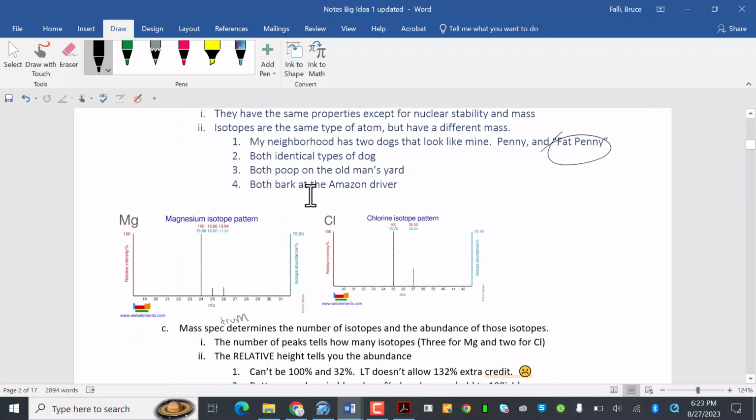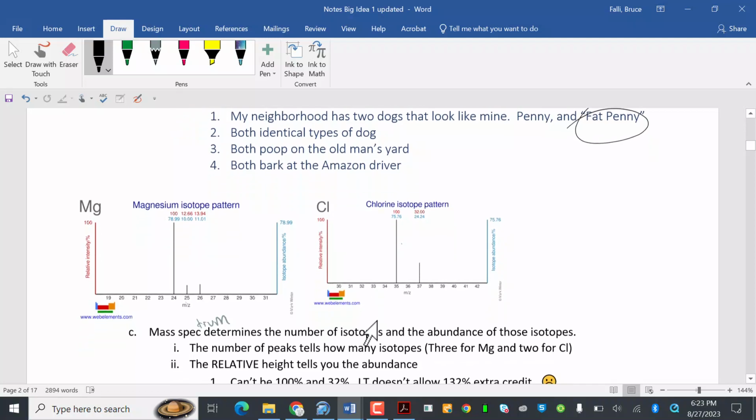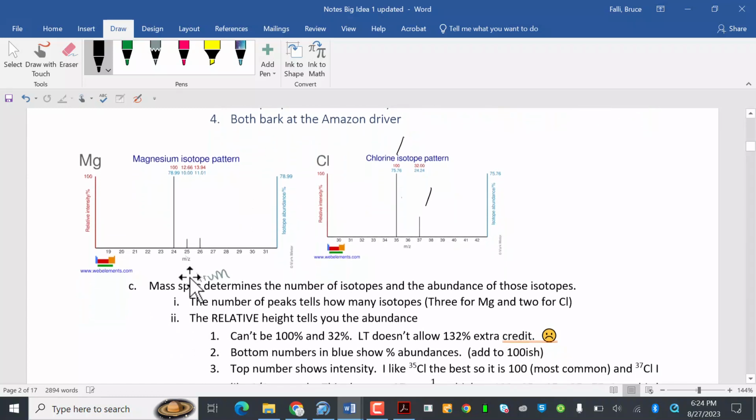Okay? So one way to show this is with mass spectrum data. Mass spectrum is always called mass spec, and it determines the number of isotopes and the abundance of those isotopes. Do you see how there's 3 peaks here? 1, 2, 3 peaks. The number of peaks tells you how many isotopes. There's 3. Do you see how chlorine has 2 peaks? 2 isotopes. The relative height tells you the abundance. This is tall. These are small. And they're equal.